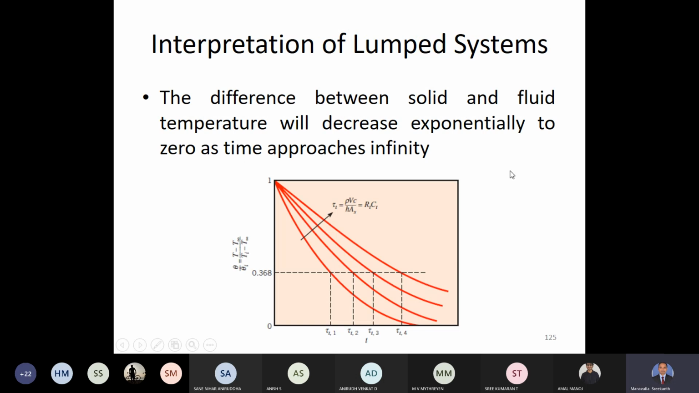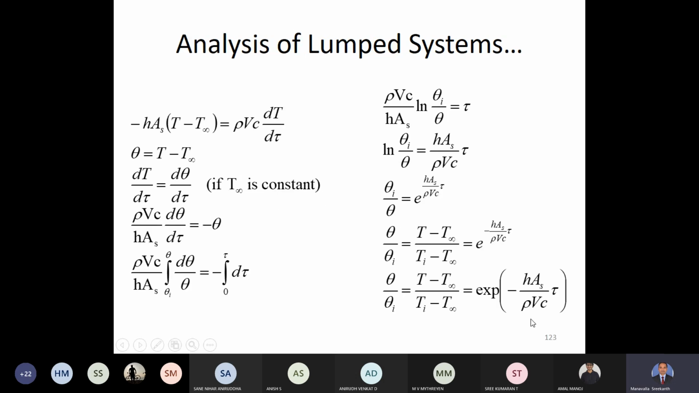What is the interpretation of this lumped system? Based on this equation, you see there is an exponential term. That means the temperature, and look at this Ti minus T infinity. This is the initial temperature difference between the object and the surroundings. Just imagine a hot piece of solid metal is dropped all of a sudden into cold water. Let us say the initial temperature of this hot piece of metal is about 1000 degrees Celsius, and the cold water is at 20 degrees Celsius. So the initial temperature difference is 1000 minus 20, which is 980 degrees Celsius.